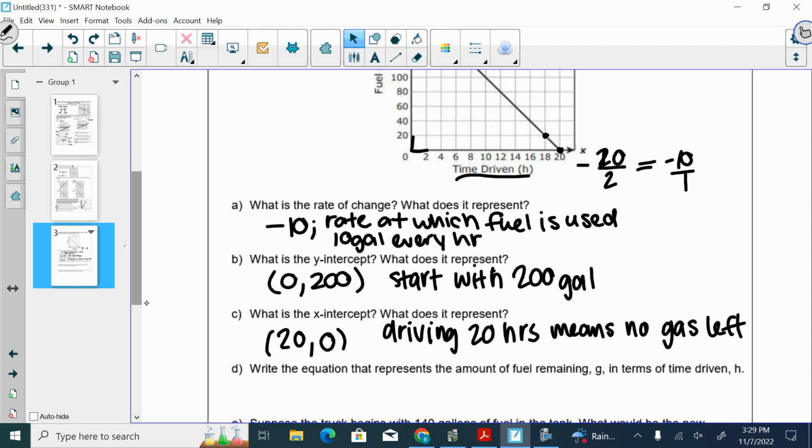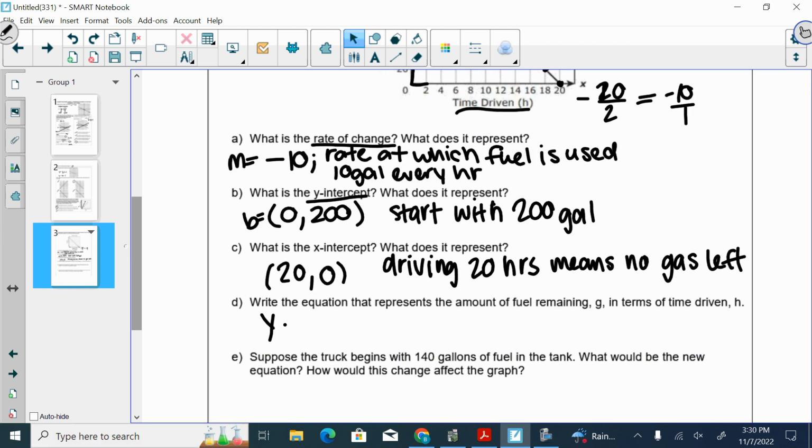All right. D says then they want us to write this as an equation. Okay, well, rate of change is my slope, right? And y-intercept is my b. So I just need to put that into y equals mx plus b form. So y equals, what's my m? What did we say? Negative 10, good. And what's my b? What do we put for b? 200, good. Plus 200. Okay, now they did ask us to put this in terms of G and H.